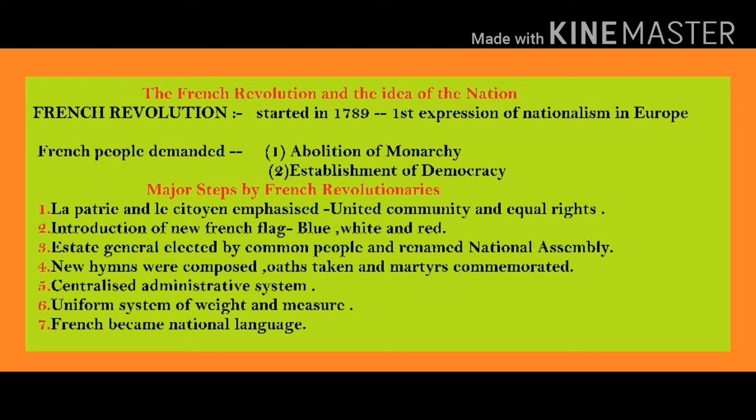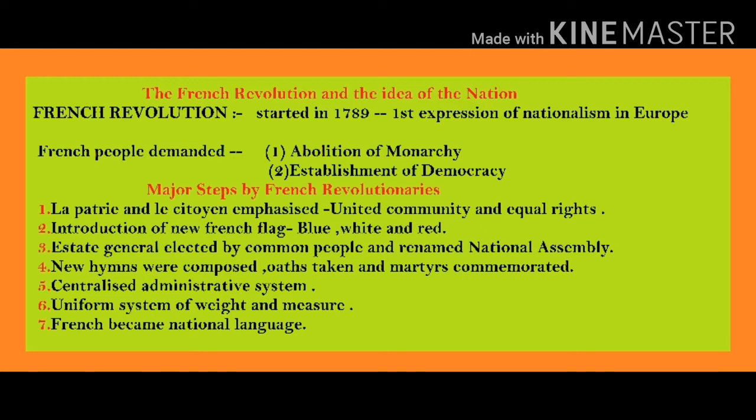And next, a new French flag, the tricolor, blue, white, red, was chosen to replace the former royal standard. You know the importance of a national flag. All of us feel quite united under our tricolor in India. So, in France also they developed a tricolor. And then next, the Estates General was elected by the body of active citizens and renamed the National Assembly.